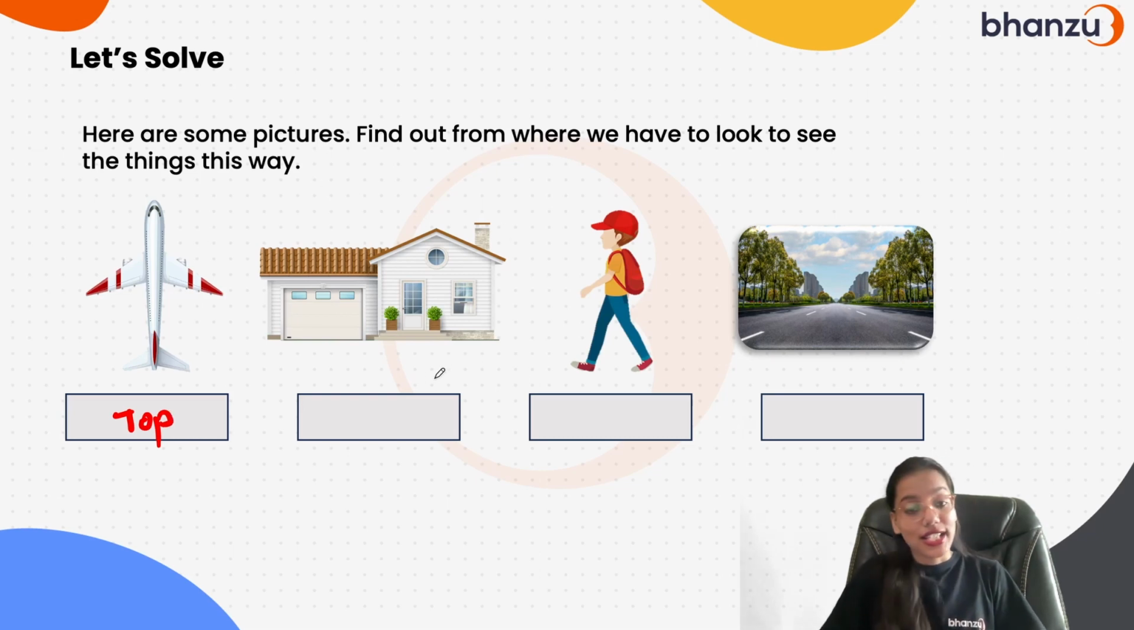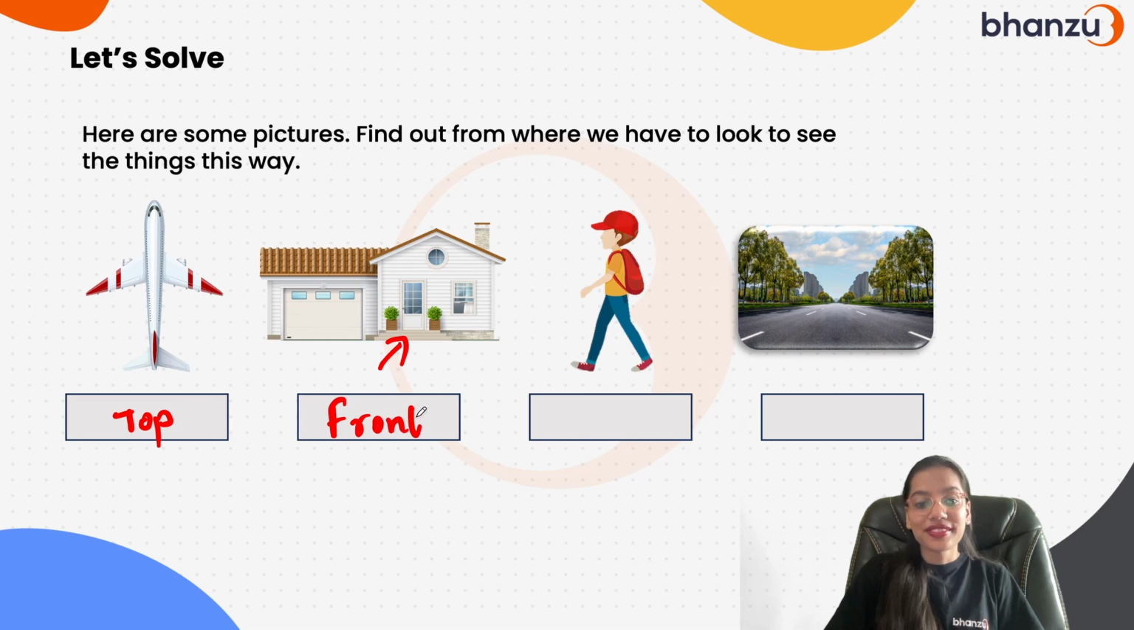And which view is this? There's an entrance. Where do you enter your home from? That's amazing. This is a front view.